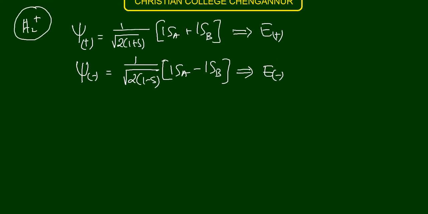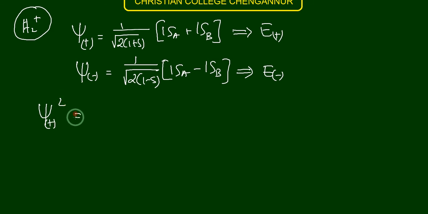Today we can see how the electron density is distributed along the internuclear axis. First of all, we will suppose that the electron is occupying the Psi plus molecular orbital. This is our occupied molecular orbital. So let us first find the electron density corresponding to Psi plus. The electron density corresponding to Psi plus will be obtained from the probability, that is Psi plus square.